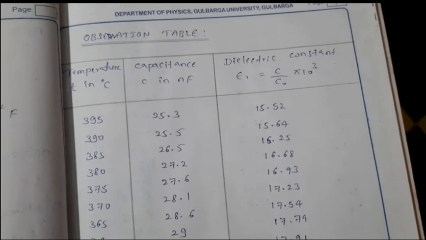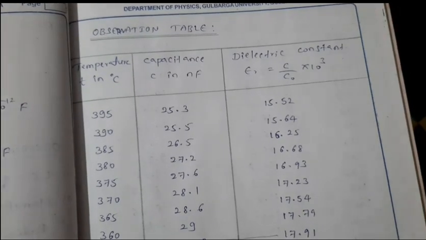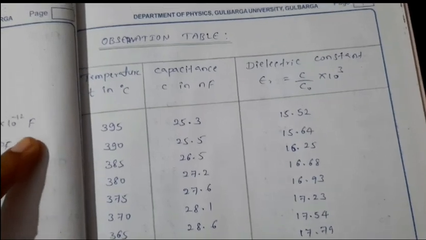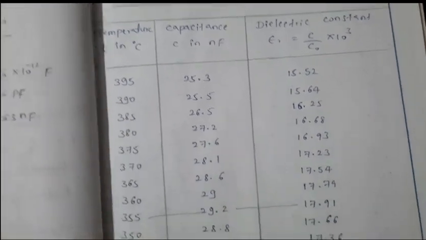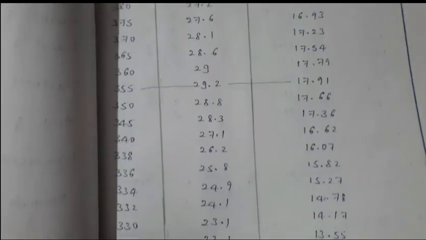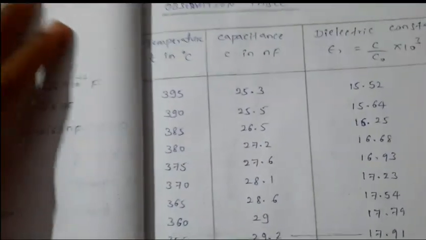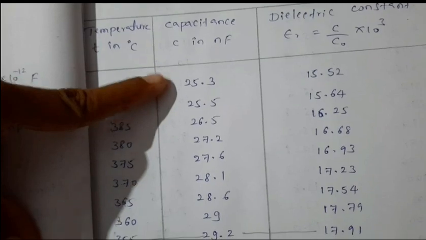So here is the temperature column. We have to heat the sample up to 400 degrees Celsius. For cooling we have to note down here. You can start from 395 degrees Celsius and take readings down to 280 degrees Celsius. Then in the second column, you should note down the capacitance from the capacitance meter.